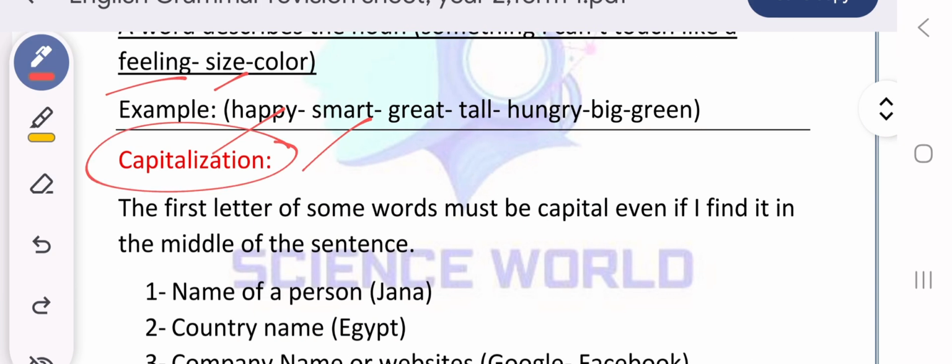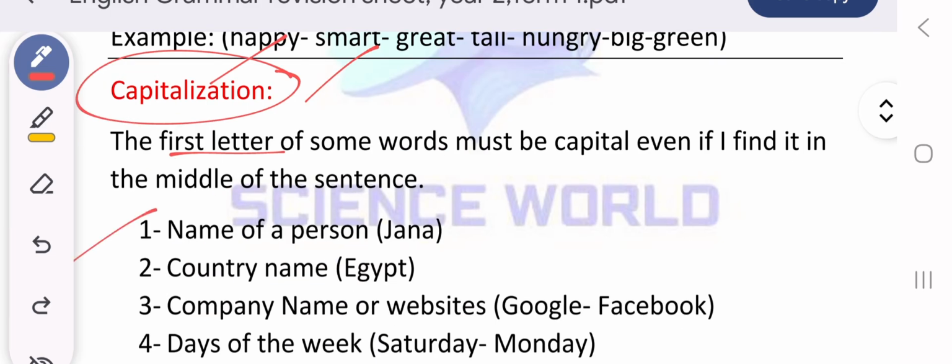Capitalization, it means which words will be capital or uppercase. Of course, the first letter of the sentence supposed to be capital letter or uppercase. What else should be capital or uppercase in any place of the sentence? Like the name of a person, like Jana, J, it will be uppercase in any place of the sentence. Like a country name, like Egypt, it's only one Egypt.